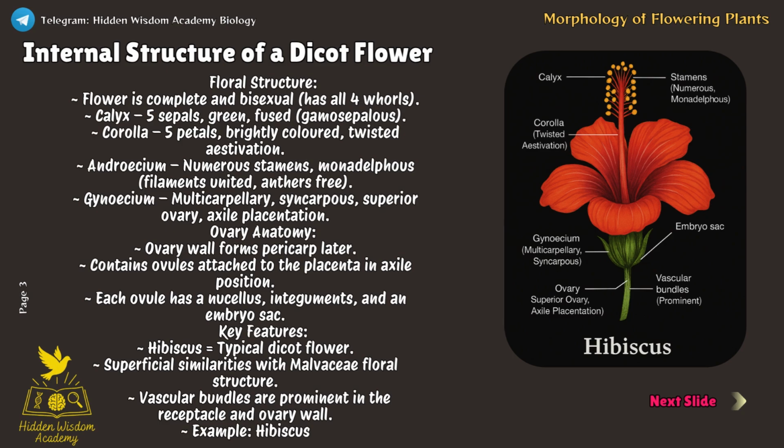The carpels are fused to form a superior ovary with axile placentation, where ovules are attached along the central axis. Each ovule has the nucellus, integuments, and embryo sac. This is the typical structure of a dicot flower, simple, complete, and designed for reproduction.